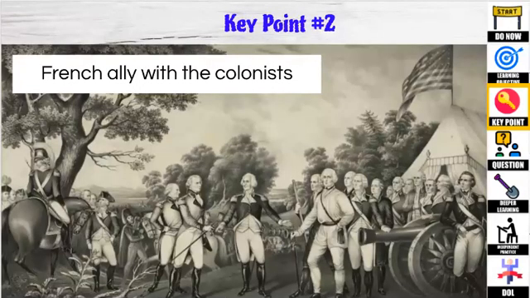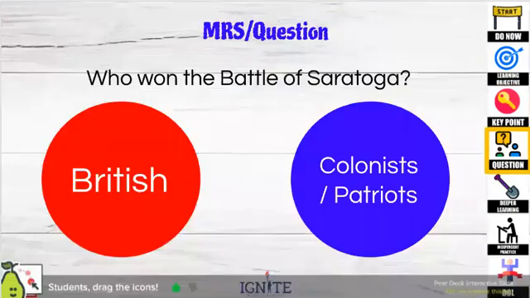So after the Battle of Saratoga, France allies with the colonists. They are now working together. If you remember our discussion about Marquis de Lafayette, the Frenchman who fought with the colonists against Great Britain, he participated after the Battle of Saratoga, after the French allied with the colonists.